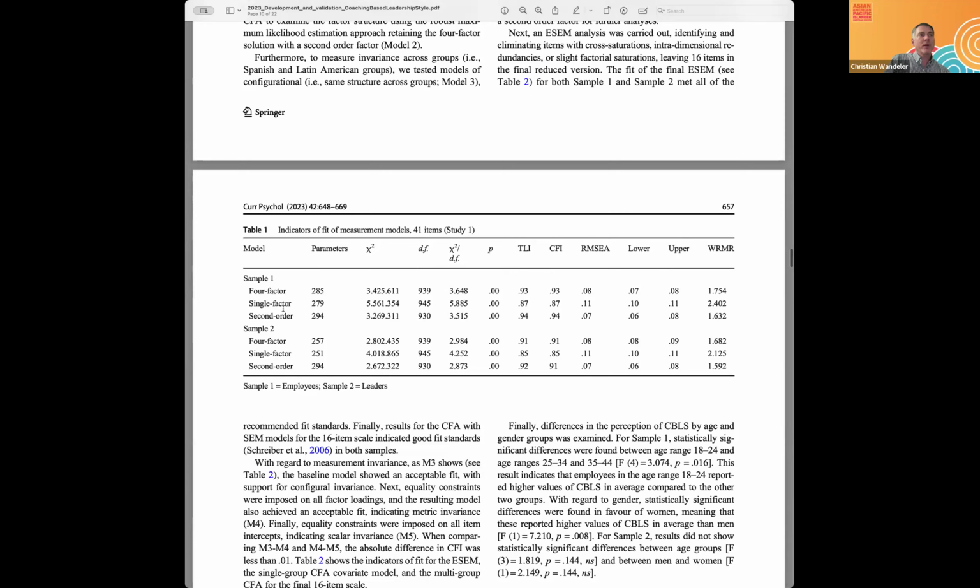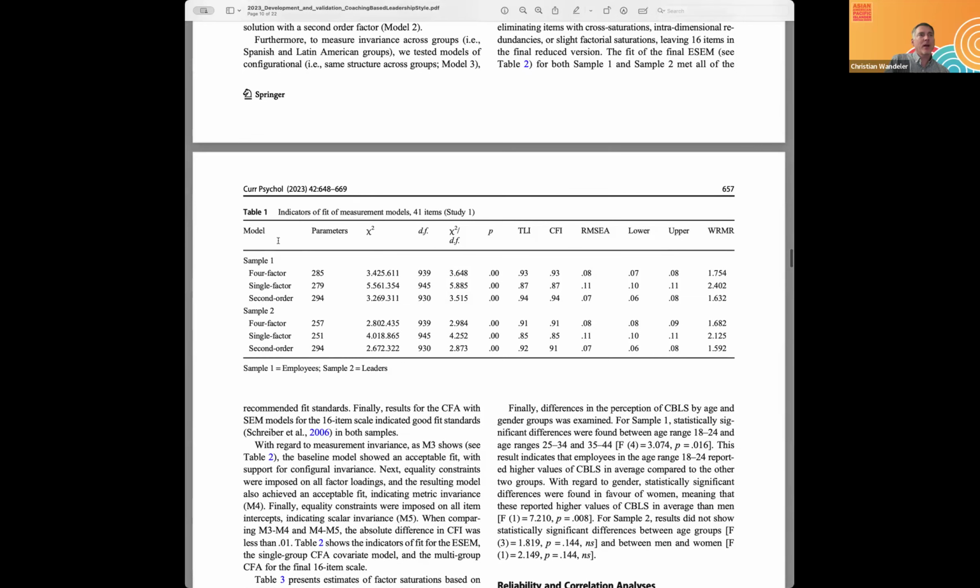And what they show here is, all right, now I'm curious, they have a 4-factor model, a single factor model, and a second order model. So these are 3 different assumptions, right? This assumes 4 different factors. This one assumes 1 factor. And this one assumes a factor above and then a factor underneath.